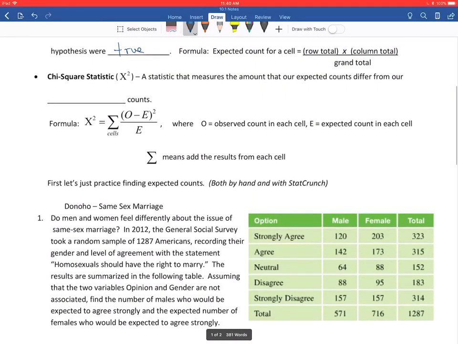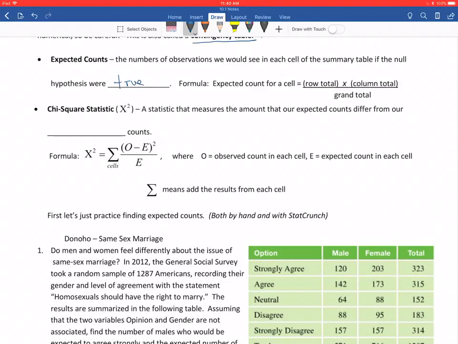The Chi-Squared Statistic is what we get from these tests. It's a statistic that measures the amount that your expected counts differ from your observed counts. So again, how much did what I expect differ from what actually happened? There's the formula for finding this Chi-Squared Statistic.